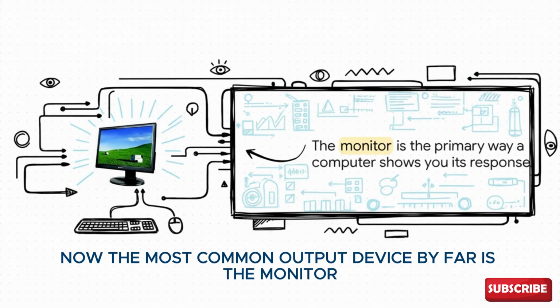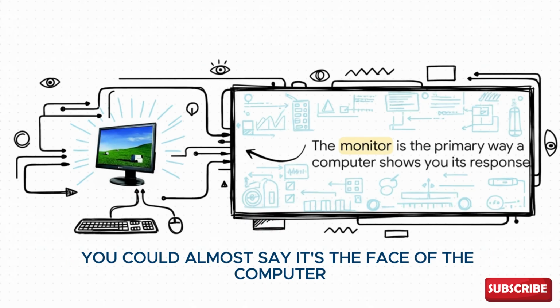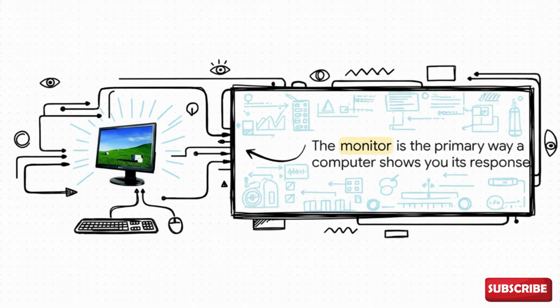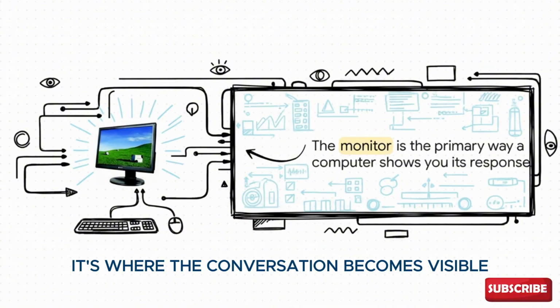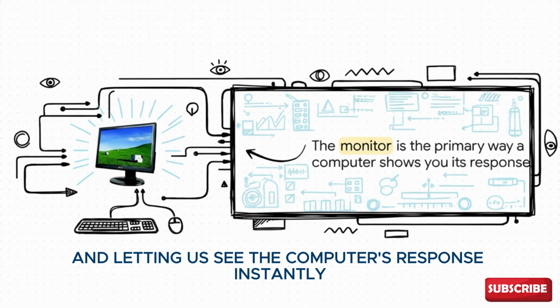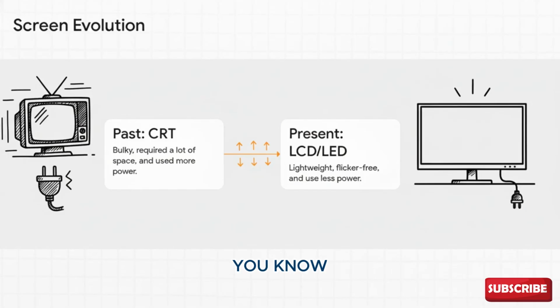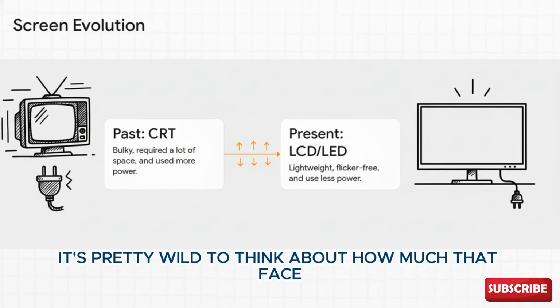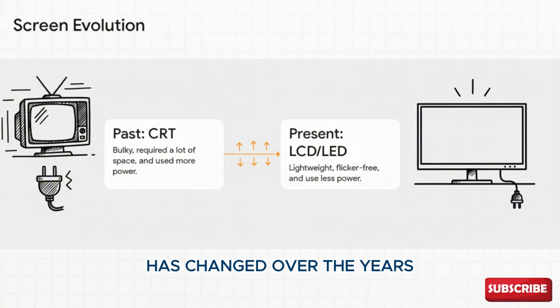Now, the most common output device by far is the monitor, the screen. You could almost say it's the face of the computer. It's where the conversation becomes visible, showing us everything from plain text to incredible videos, and letting us see the computer's response instantly. It's pretty wild to think about how much that face has changed over the years.